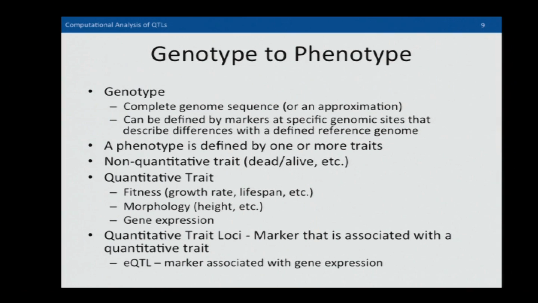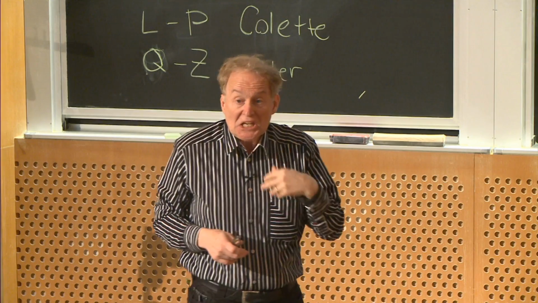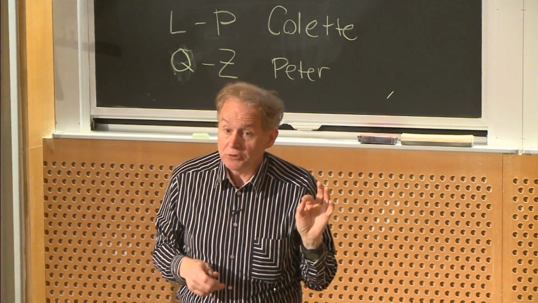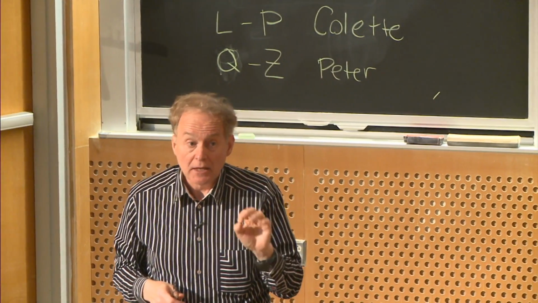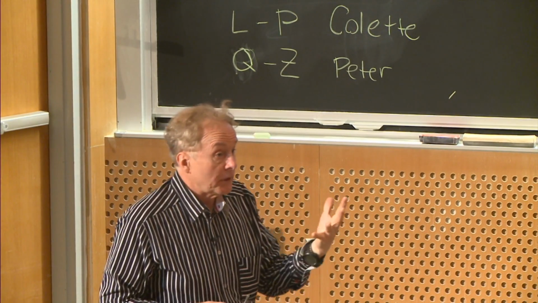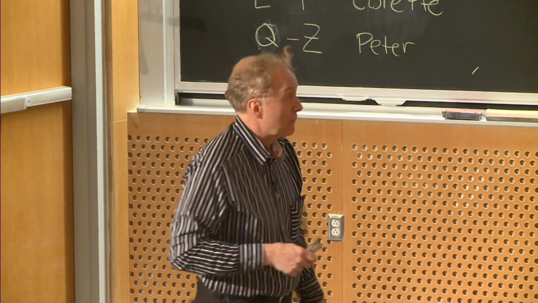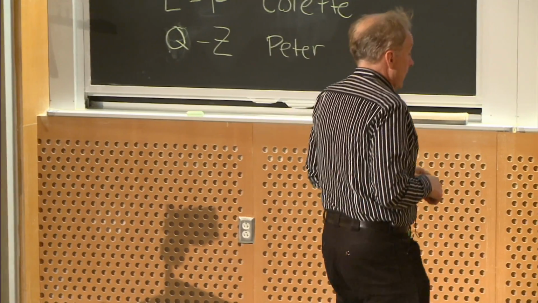And as I said, a quantitative trait loci is a marker that's associated with a quantitative trait and can be used to predict it. And you can sometimes hear about EQTLs, which are expression quantitative trait loci, and they're loci that are related to gene expression.